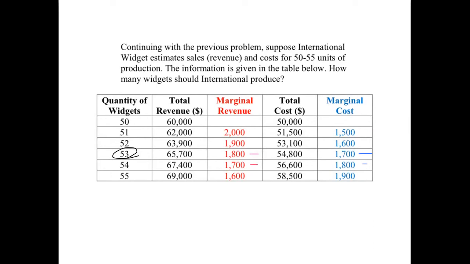Now, the 54th widget generates more costs than it does revenue. It generates more additional cost of production than it does additional revenue. So we know at that point the firm has gone too far. To produce 54 widgets would actually reduce the firm's profits. So how many widgets should International produce? They should produce 53 widgets. This is the optimal number.